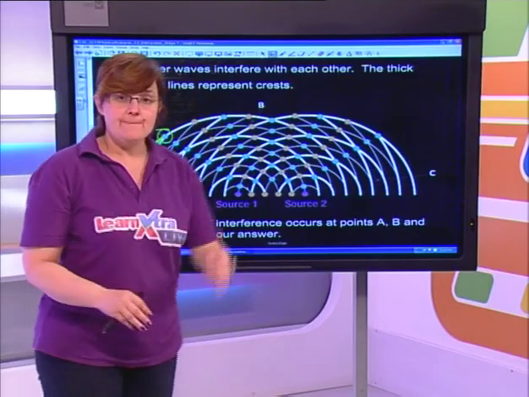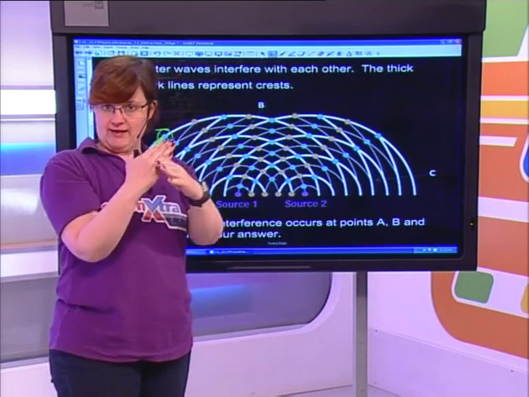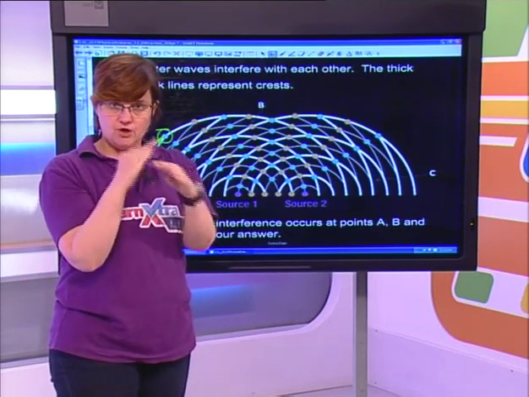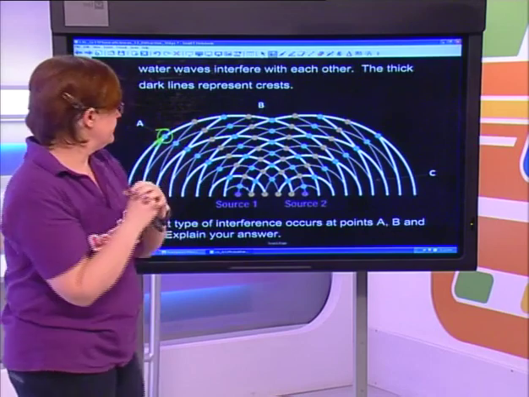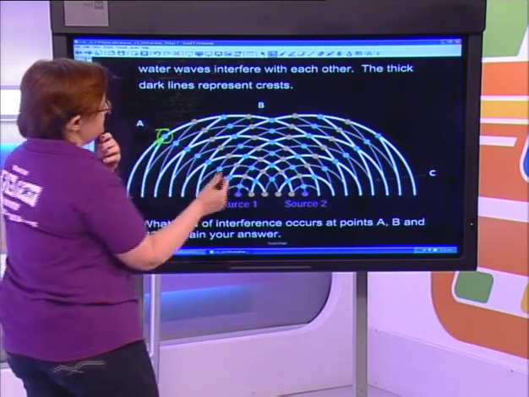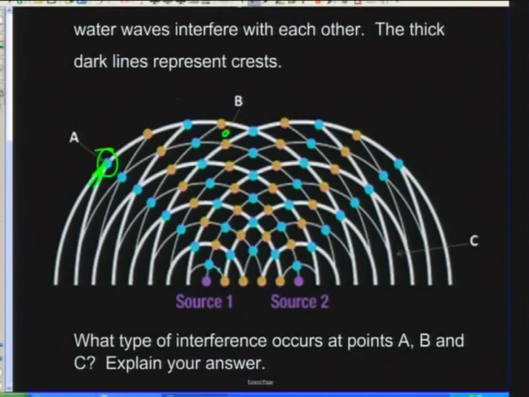Your reason, because a crest is meeting a crest. Okay, two crests are overlapping. We all okay with that? Point B is in the middle here. It's that open space. It's a little difficult to say what's happening there.